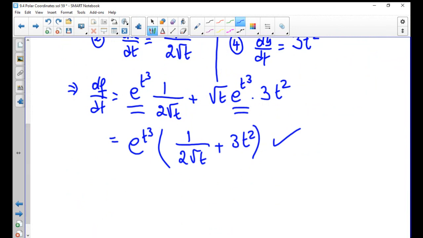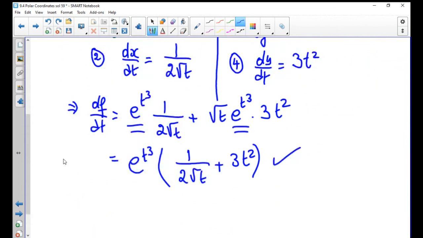Sorry, I forgot the square root of t here, yes. If you put this as a common factor, what is left? 3t squared, square root of t. Is this okay? Yes. Right.